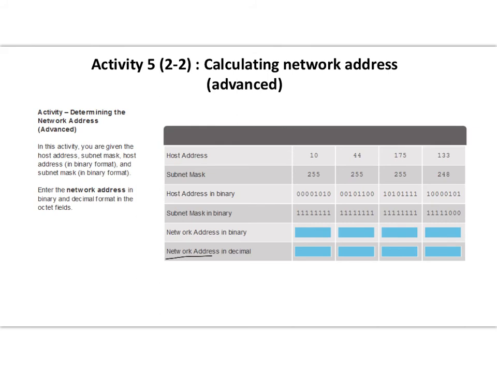Same thing here. So the network address in decimal based on this address and this subnet mask. 248 has 5 ones and 3 zeros, right? You need to memorize these numbers, as I said before. Which means that these 3 bits will have to be masked out, and these 3 bits are 101, which is 5, right? So we just need to subtract 5 from the 133. So it becomes 10.44.175.120.